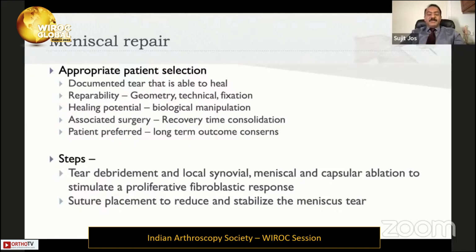Patient preferred when the patient wants, because there are patients who come demanding a meniscus repair, but then you have to counsel them well depending on the duration which has passed and the edges, and you may have to take decisions, and consent has to be taken from the patient.